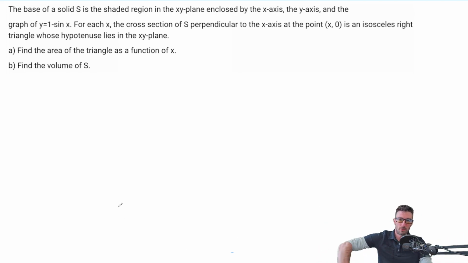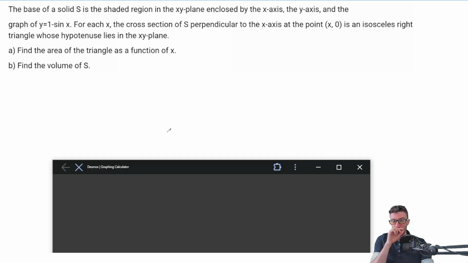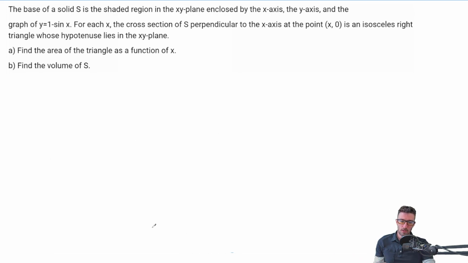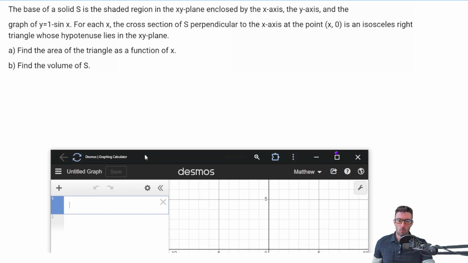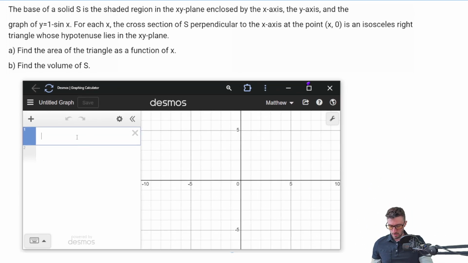Well, if we want to start understanding what is going on, we should probably try to think about what the graph of 1 minus sine x looks like. Now, I'll tell you that sine x looks like that. Negative sine x looks like that. 1 minus sine x looks like that. Now, what just happened here?